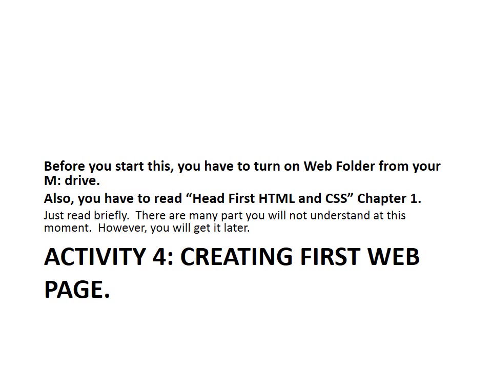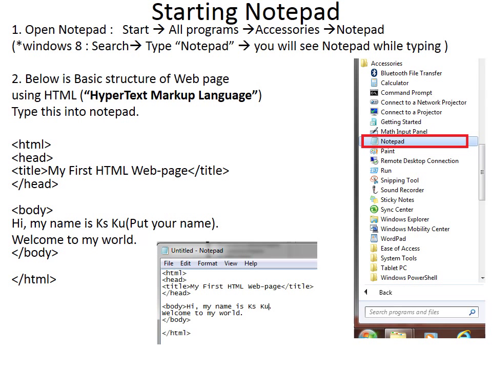Before you start this activity, make sure that you enable the public.www web folder from the last module. Also, you have to read Head First HTML and CSS Chapter 1 if you haven't read it. Just read it briefly. There are many parts you may not understand at this moment. However, you will get it later. You need to start Notepad to make an HTML web page. Then just type the codes in the Notepad like normal text. Use the class presentation PDF file and watch movies.